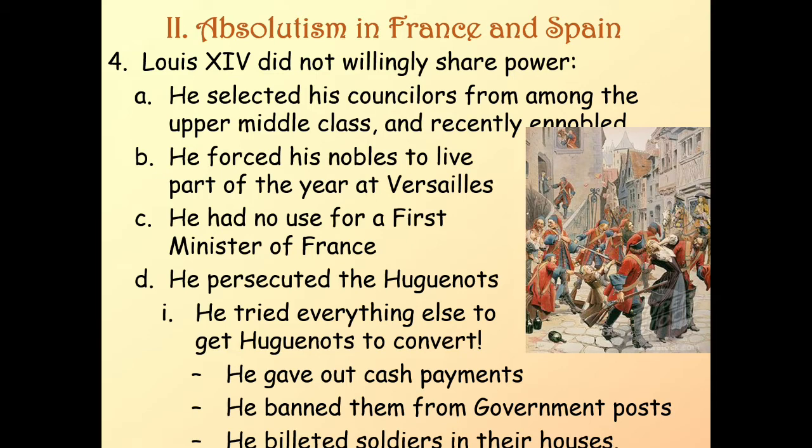He persecuted the Huguenots. He tried everything besides persecution to get the Huguenots to convert. Remember, right? One king, one law, one faith. He would give out cash payments. He'd pay you cash to convert to Catholicism. He banned Huguenots from government posts, and he billeted soldiers in their houses, all in an effort to get them to convert.